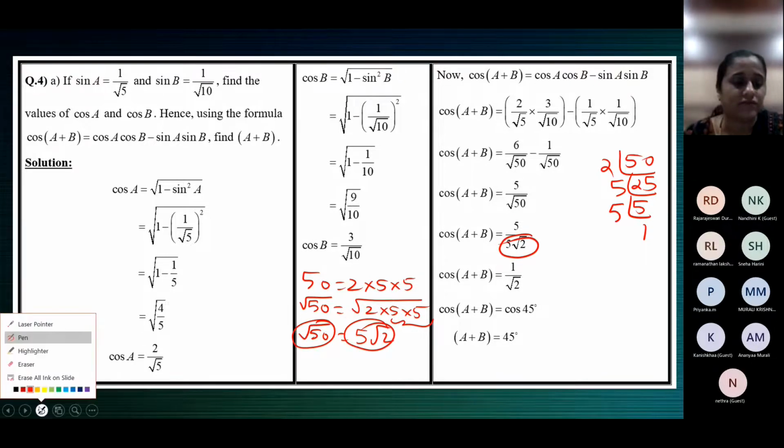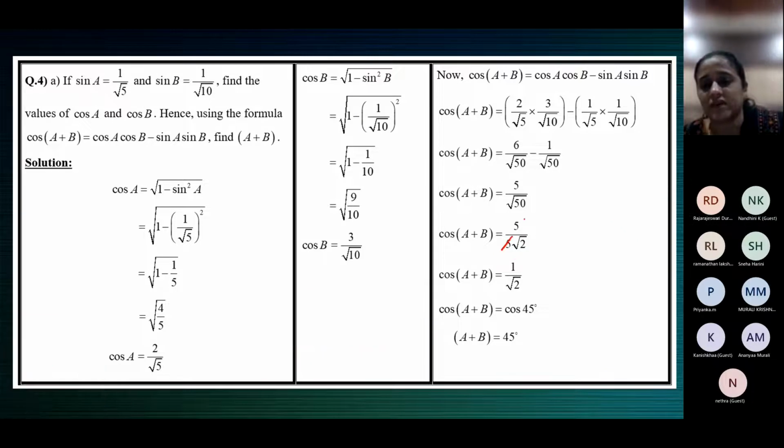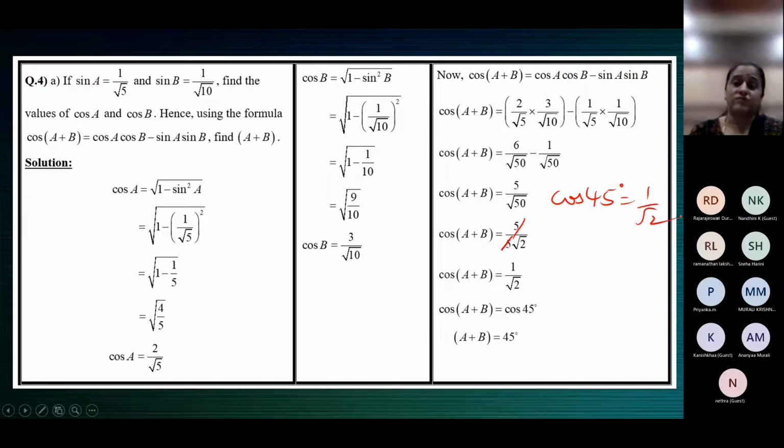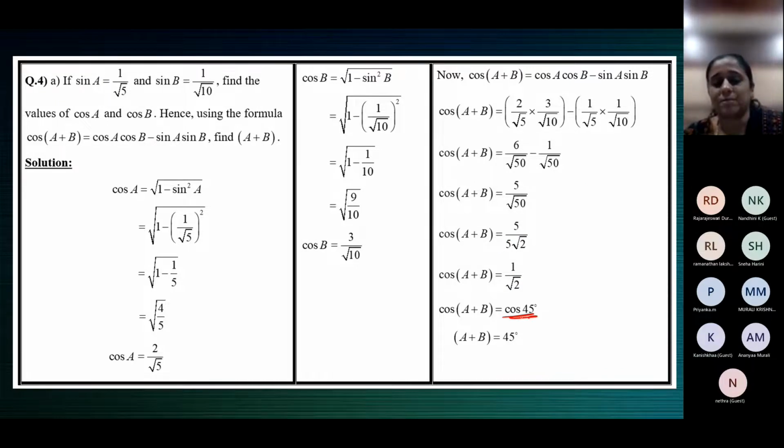Then 5 and 5 get cancelled. So 1 by root 2. Now, where is 1 by root 2 in the cos table? Cos 45 degrees is equal to 1 by root 2. So instead of 1 by root 2, in the next step we say cos 45. On comparing both the sides, A plus B is equal to 45 degrees.